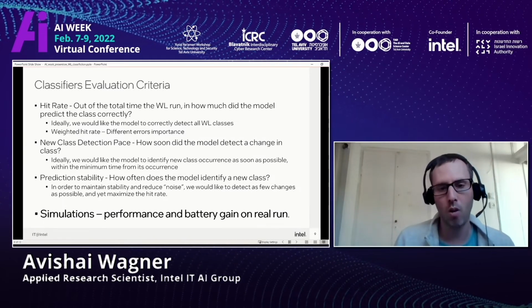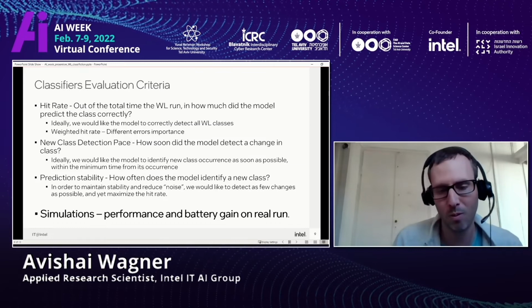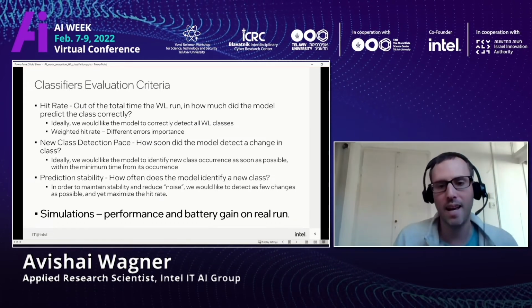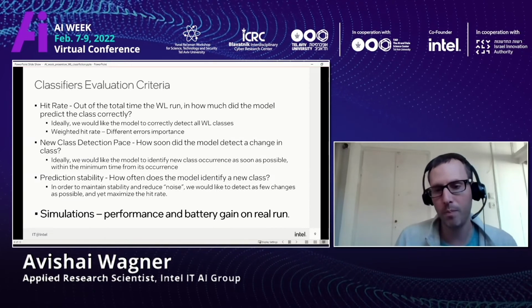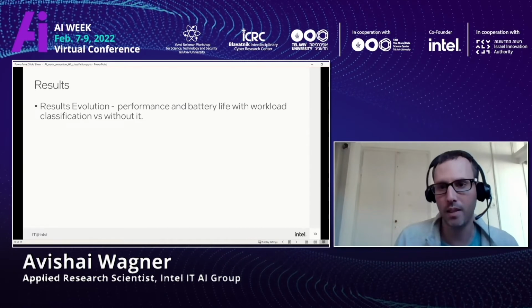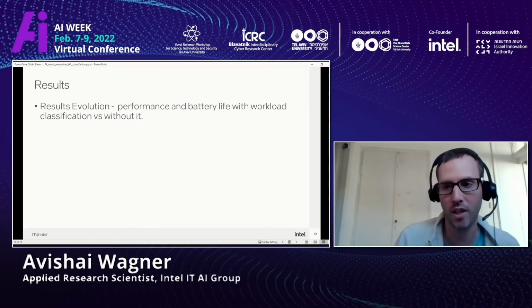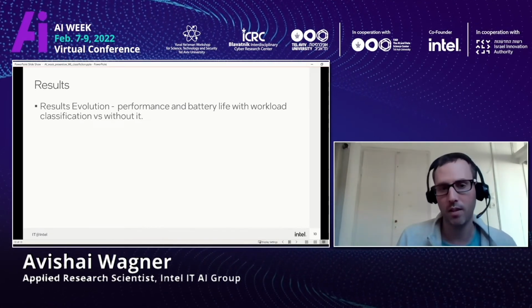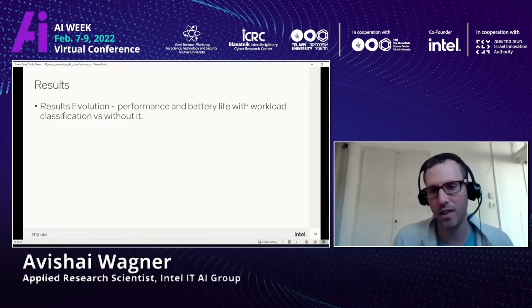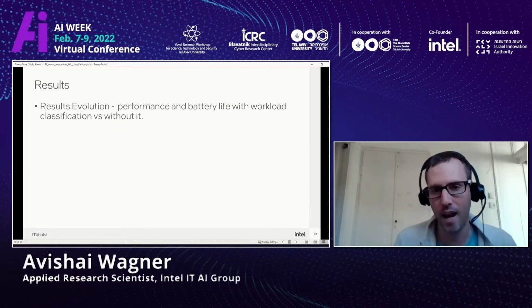But the only really important metrics for our needs are simulation, performance, and battery gain on real runs. So we use all these metrics to decide which model we want to send to simulation, but at the end, our results are only measured on simulation, performance and battery life with workload classification versus without it. And simulation can be really expensive, so we can't send any model to simulation anytime we want.